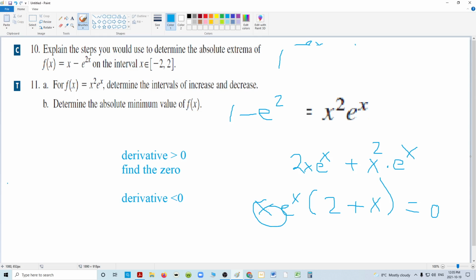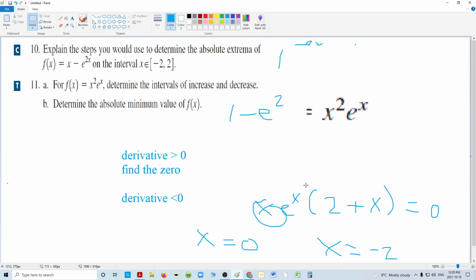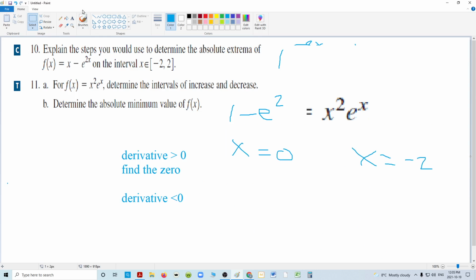We can see quickly that when x is 0, we have a max-min, and when x is minus 2, we have a max-min. So we're just not sure what. Now the easiest thing to do is to plug those max-mins in. So clearly when x is 0, we get 0. And when x is minus 2, we get 4 over e squared.